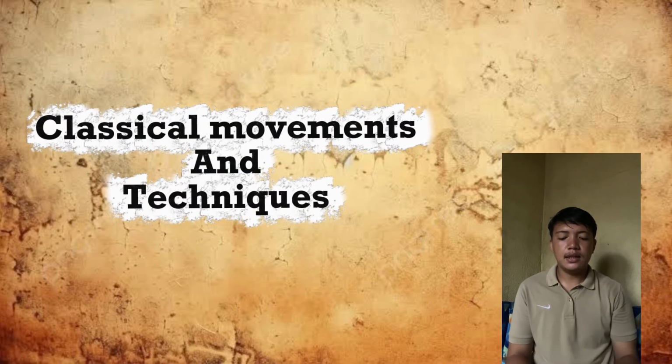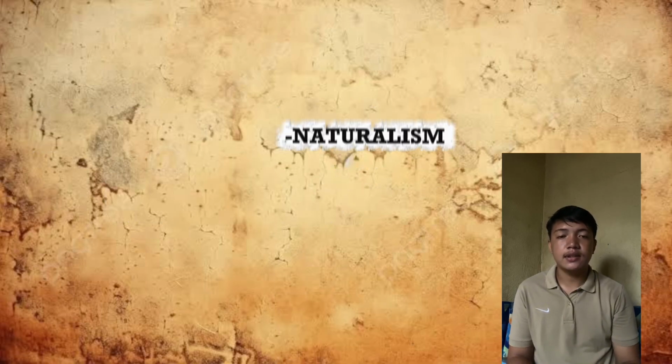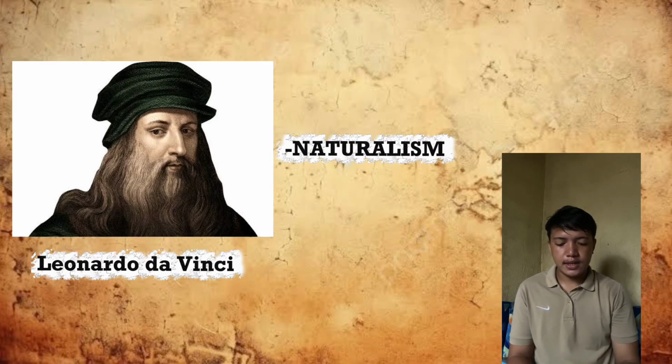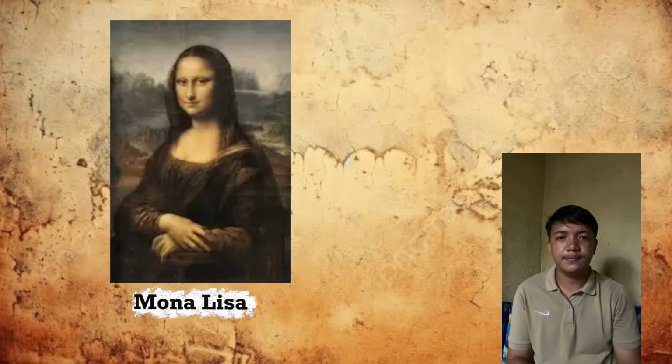Let's go. Classical movements and techniques. First, Naturalism by Leonardo da Vinci. Developed during the Renaissance in Europe, 14th to 16th century, a time of scientific curiosity and discovery of classical knowledge. He believed art aimed to depict life as realistically as possible using observation, anatomy, and perspective. Leonardo da Vinci's art, the Mona Lisa, shows realistic lighting, soft shading, and human emotions. Perfect example of naturalistic accuracy.